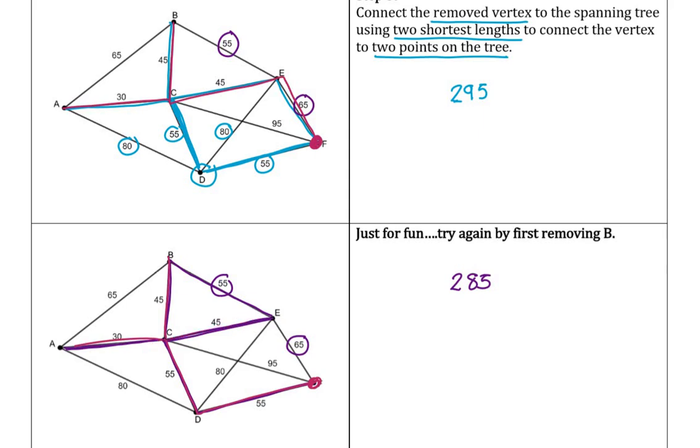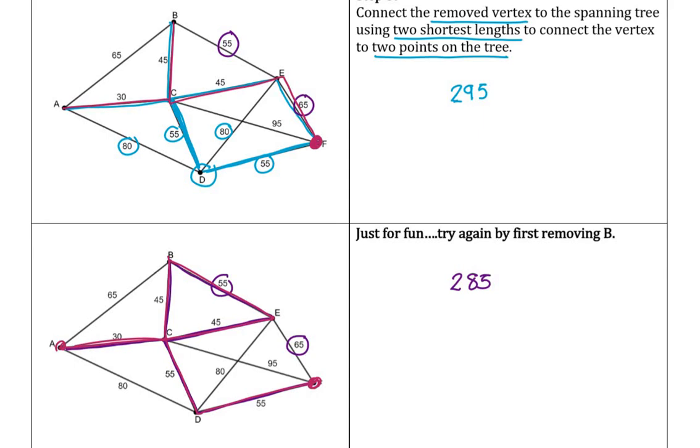But even if I went B, down to E, and back to C, and then out to A, I still can't get back to F. And so notice that neither of these lower bounds are actually producing a solution. But at least you know that there is no possible solution that is smaller than 295 in this particular example.